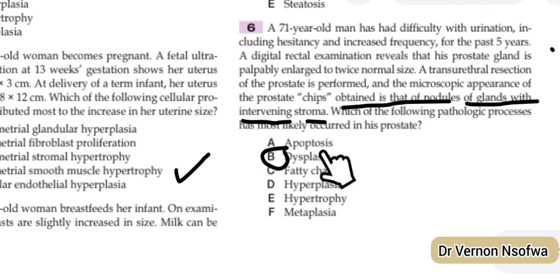And not apoptosis, not fatty change, not hyperplasia, not hypertrophy, and not metaplasia. What you should remember is that when dysplasia reaches a level where it is invading other tissues, that is called cancer. Specifically, the name changes and it is called invasive cancer. We also have metastatic cancer, a type of cancer which spreads to all parts of the body. But invasive cancer only spreads to the tissues of the same organ, the neighboring tissues in the same organ.